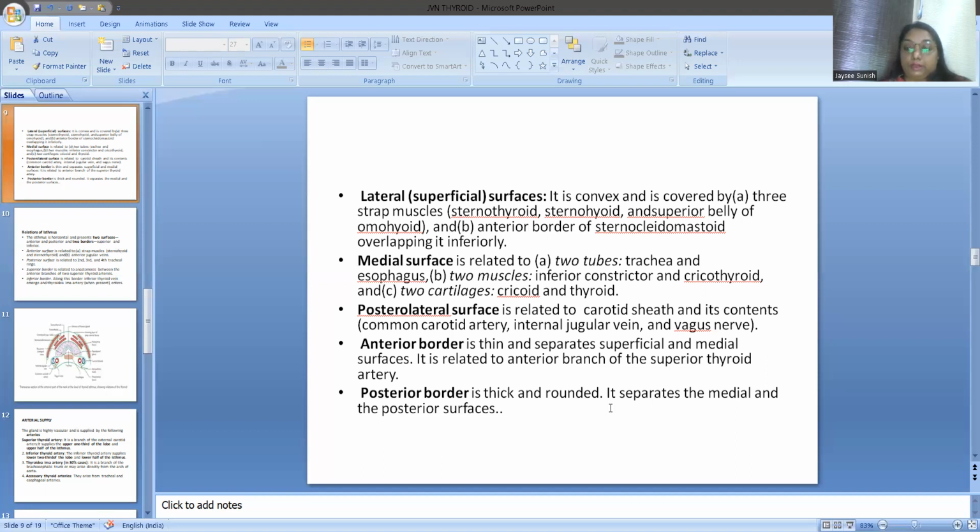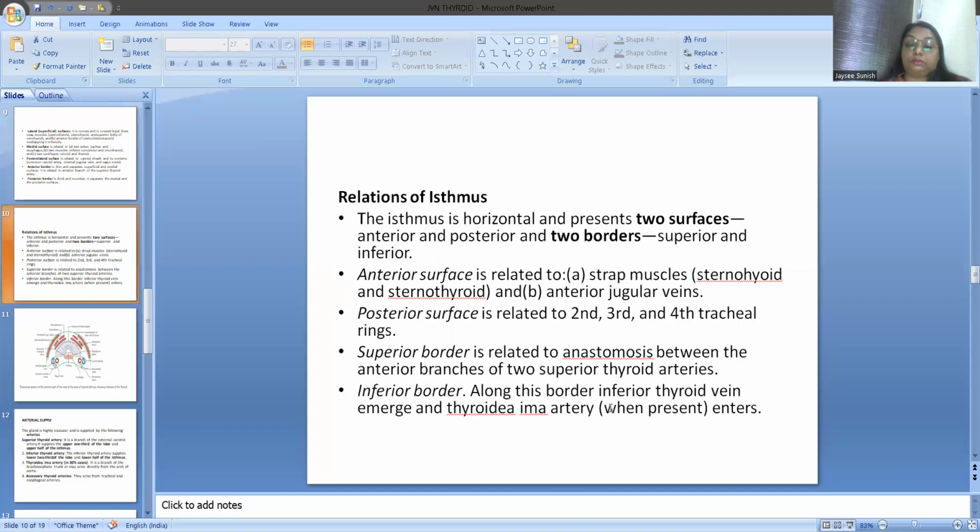Posterior border is thick and rounded, and it separates the medial and posterior surface. So these are the surfaces and the borders also. Now you will see the relations of the isthmus.